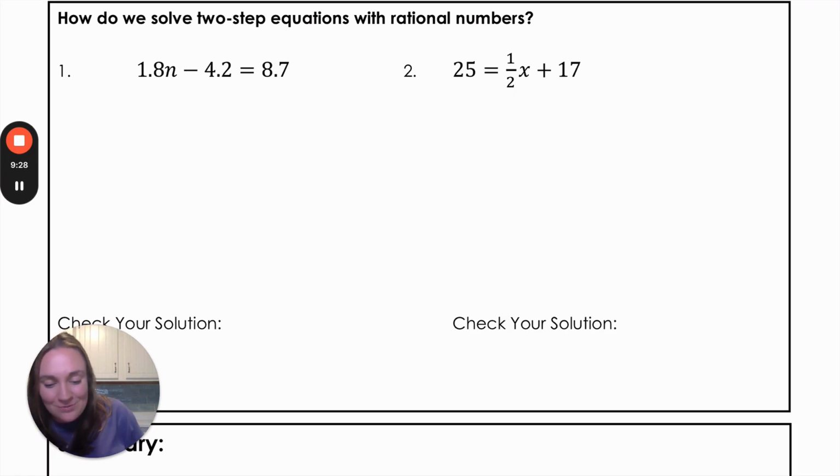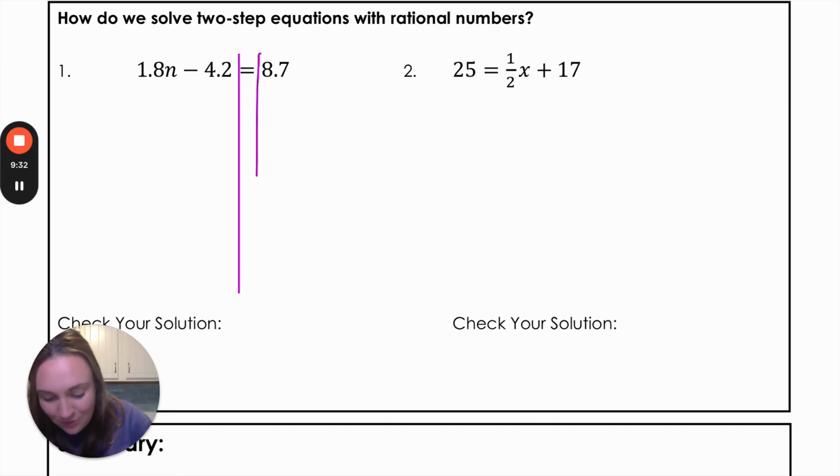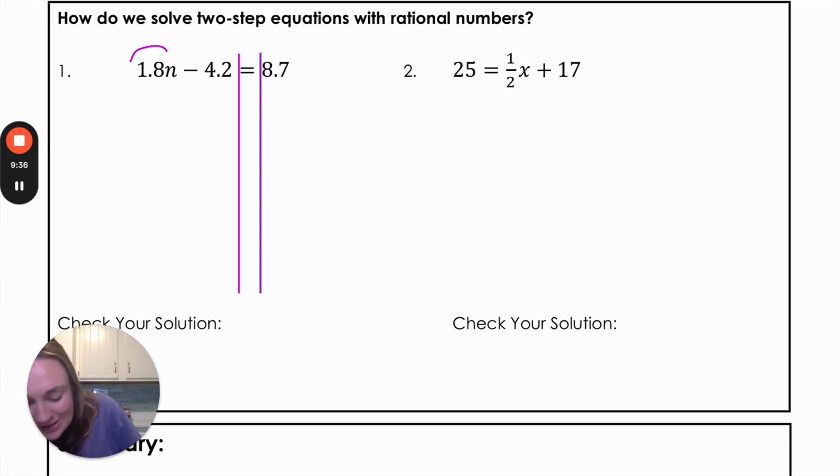All right, only 2 examples on this last page, so let's take a look at them together. First one, let's look at number 1. Draw your river or your railroad tracks. We're going to circle that 1.8 with our n, and that means that we are worried about that -4.2 first. So the opposite of -4.2 is to add 4.2 to both sides. Big line to show that first step.